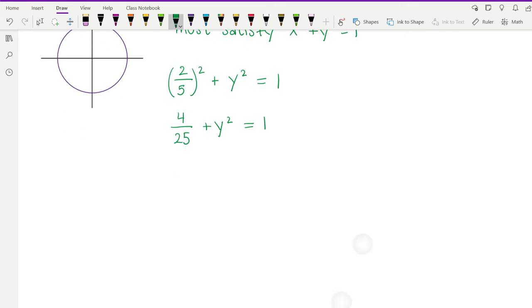Now we want to make a common denominator, right? Because we want to subtract this over. Maybe let me write out one more step. So how would we isolate y? Well, we want to start by subtracting 4 over 25.